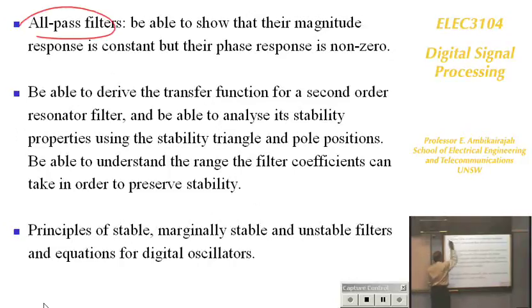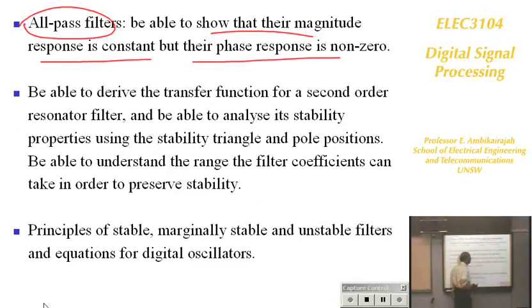Then you look at all-pass filters and how to design basic all-pass filters, first-order all-pass filters, and show their magnitude response is constant, but their phase response is non-zero. Be able to derive the transfer function for a second-order resonator filter, and you should be able to analyze the stability of the filter in terms of poles and zeros, in terms of the stability triangle. And for the stability triangle, you should be able to derive the equation for the boundary of the triangle using the method I have shown you in the lecture notes.